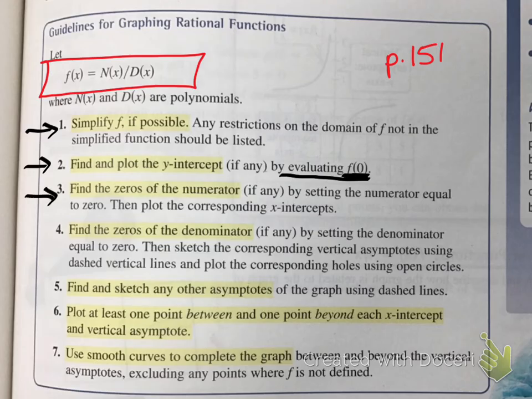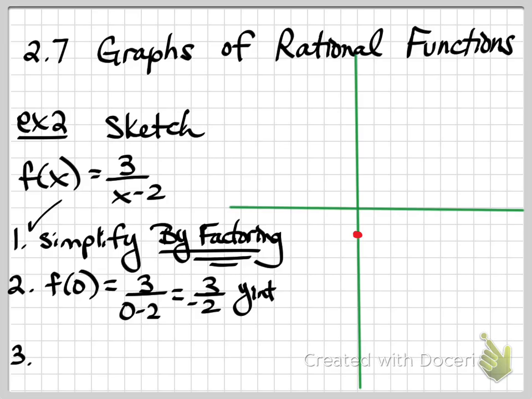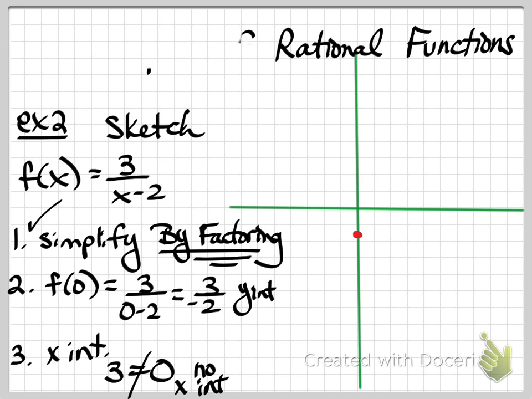Step 3. Find the zeros of the numerator, if any, by setting the numerator equal to 0. Then plot the x-intercepts. So we're going to set the numerator equal to 0, and these will be x-intercepts. When we set our numerator equal to 0, there is no x. 3 doesn't equal 0, so that means no x-intercepts. Okie dokie. Now I'm going to erase this bit so I can stay on the same page.